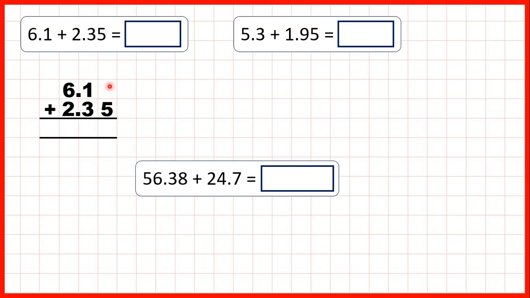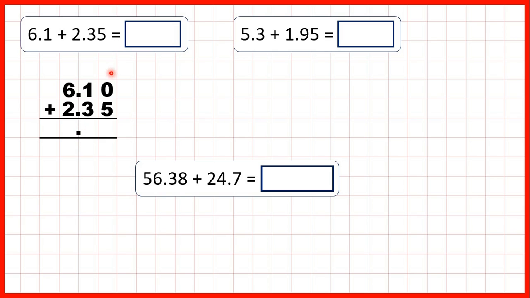Now we have an empty square, so we can write zeros in empty squares, and that works because 6.10 is the same as 6.1. All the 0 tells us is that we don't have any hundredths in this number. The other thing that we need to remember to do is to copy the decimal point down into our answer, and I like to do that first so that I don't forget.